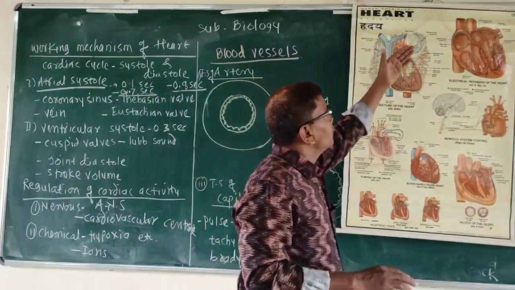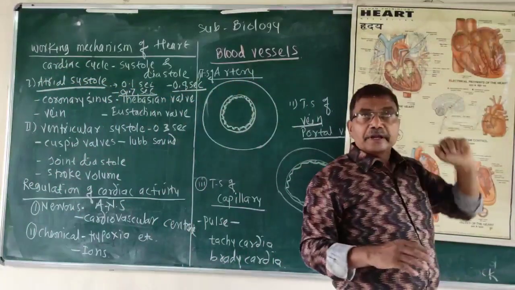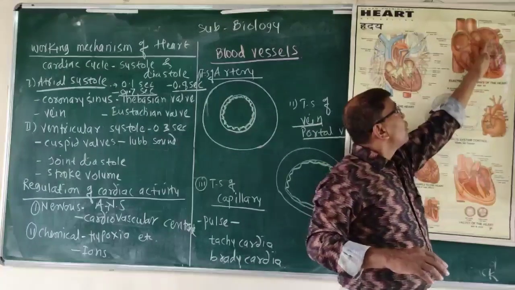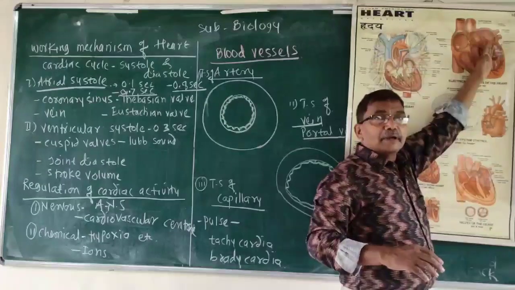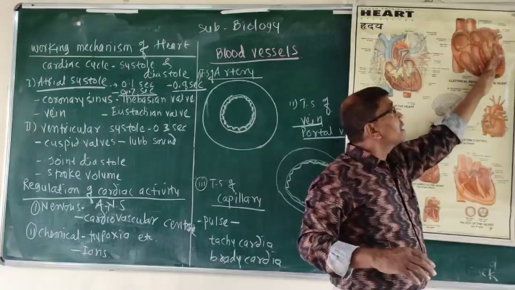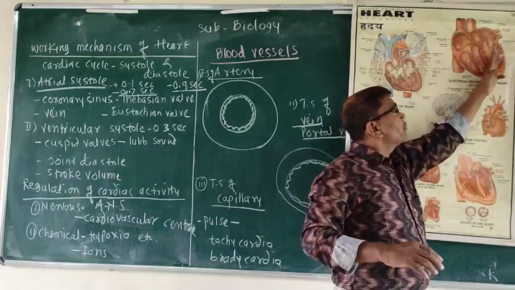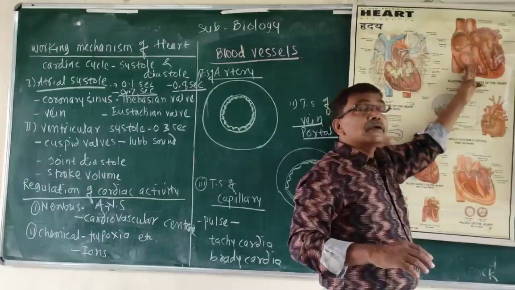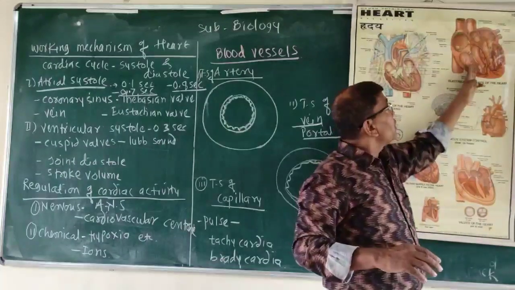Then the blood is poured into the ventricles. The oxygenated blood from the left atrium is poured into the left ventricle, and from the right atrium blood is poured into the right ventricle.